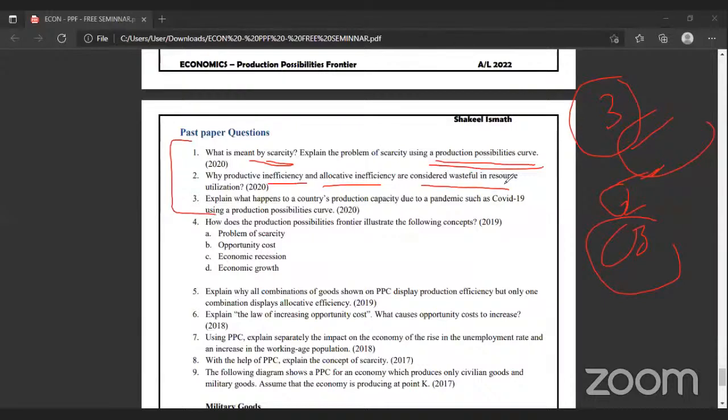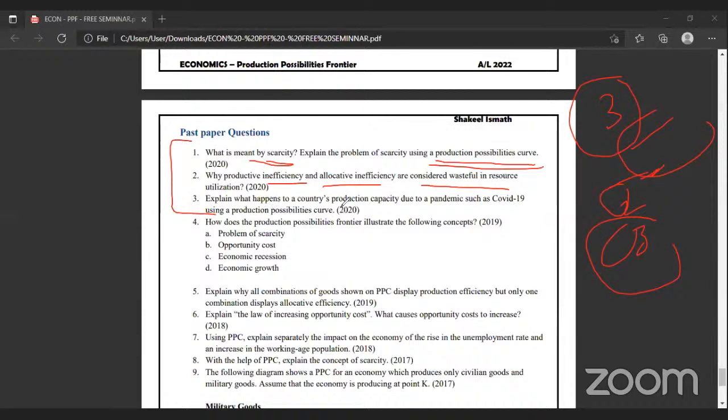Obviously, you know that resource utilization is optimum in allocative efficiency and productive efficiency. But they are asking the other way around. Inefficiency is wasteful. Why? The same thing you studied in the textbook, you have to write in the other way around. Because you studied from the point of view of efficiency, now you are going to use the word inefficiency. That's all. And this is also coming from the production possibility curve, right?